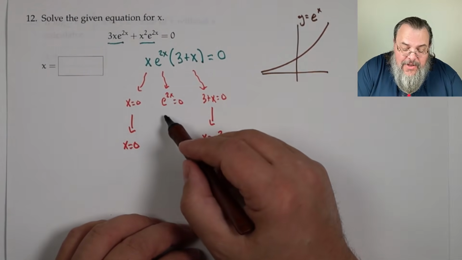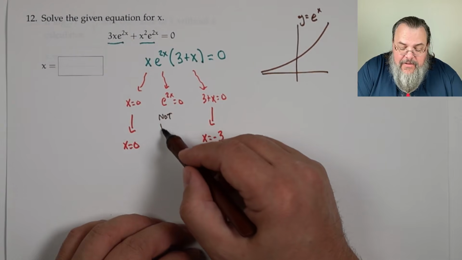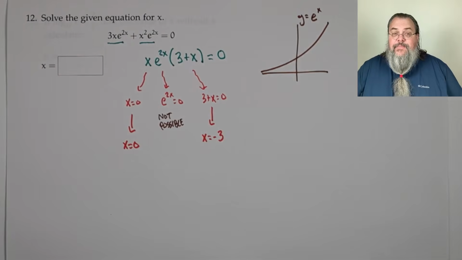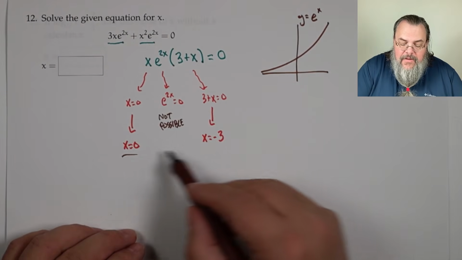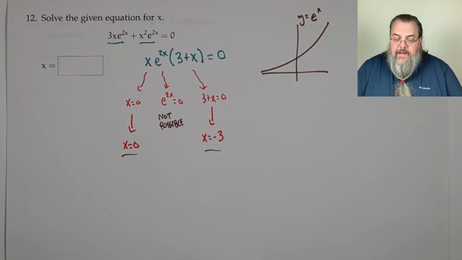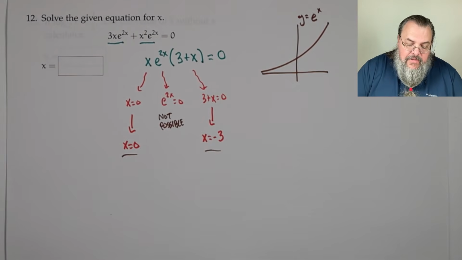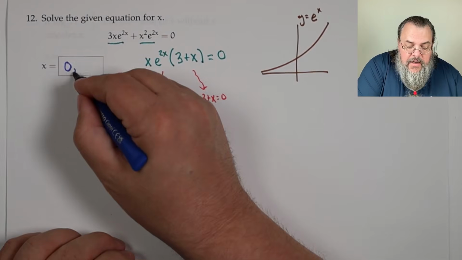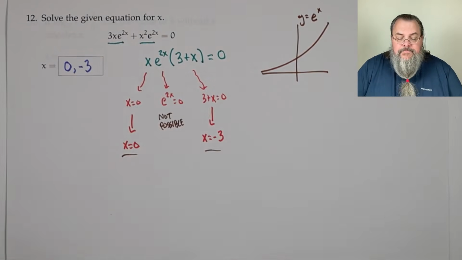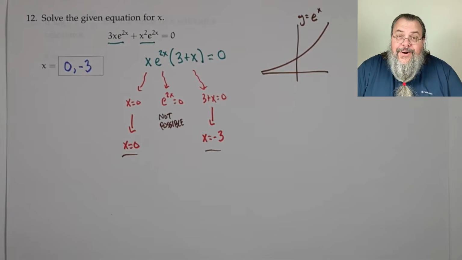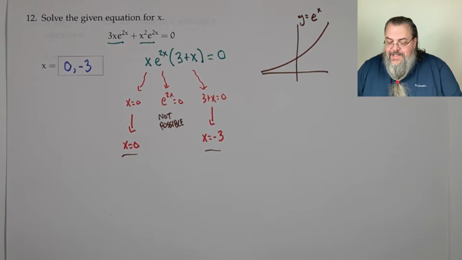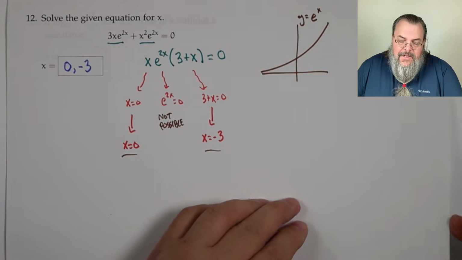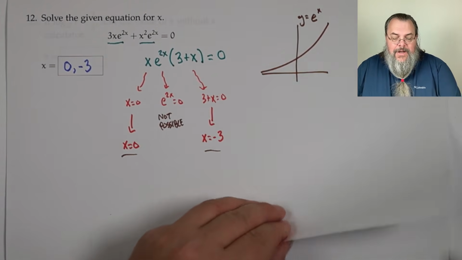So what does that tell us? Well, this part here, it's not possible. It doesn't work. That's okay. So what do we get? We get these last two pieces here. So our answer will be, since they already gave us x equals, we have two solutions. So we have a 0 and a comma, negative 3. And that's our answers. Nice! We have two of them. Woohoo! All right. Well, let's keep going.